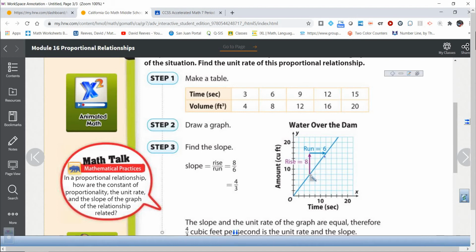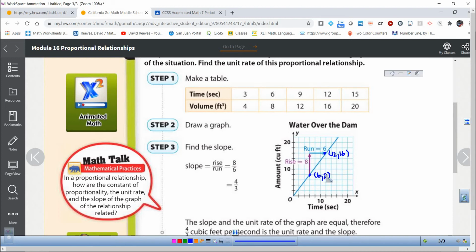That point would be right there, right? And then also we could do 12 and 16. 12, right? And then 2, 4, 6, 8, 10, 12, 14, 16. So you notice that's the points they chose to use for finding the slope. You want to use the ones that are easiest to use. You can use any 2 of them.